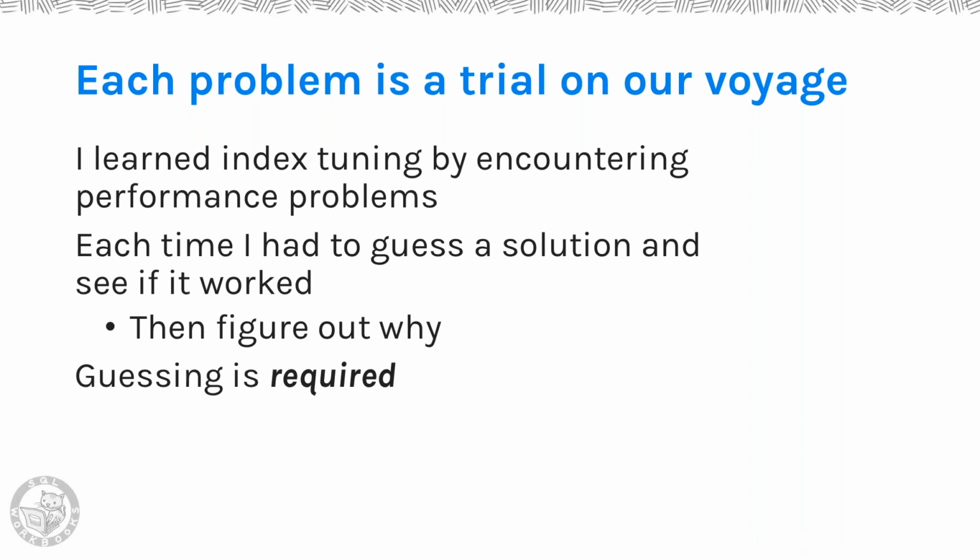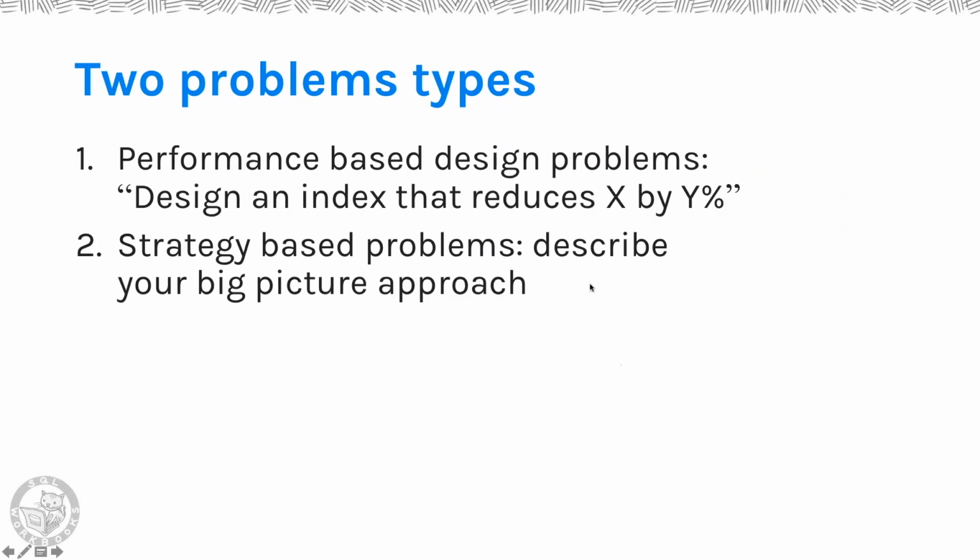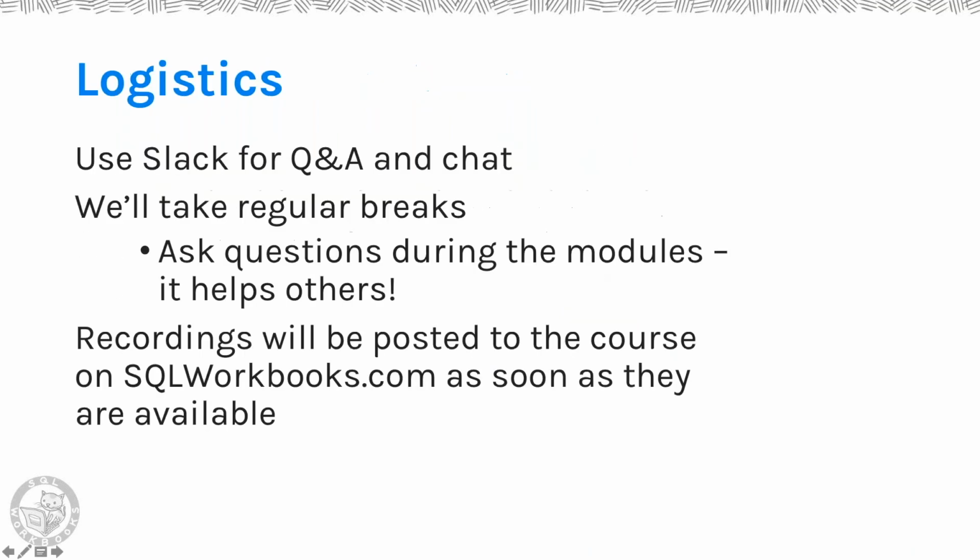And we are going to do this by stepping through a series of problems. I like to do this with indexing because that's how I learned about indexing myself. I went through different query performance problems and had to ask myself, could I speed this up with an index? I guessed at different ways to get it to work and got to figure out why. So that's what we're doing today, and I really encourage you to guess. Basically, there are two problem types. Today, we are mostly going to be doing performance-based design problems. Tomorrow, we will do some strategy problems. I promise it will be easy once we see them to figure out which question is which type.